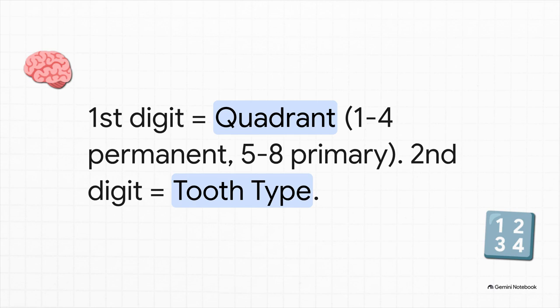It's so systematic. The first digit always indicates the quadrant. For permanent teeth, you use 1 through 4, going clockwise starting from the patient's upper right. For deciduous or baby teeth, those quadrants are numbered 5 through 8 in that exact same clockwise direction. Then your second digit indicates the actual tooth type, from 1 to 8 for permanent teeth or 1 to 5 for primary teeth, counting from the midline backward.